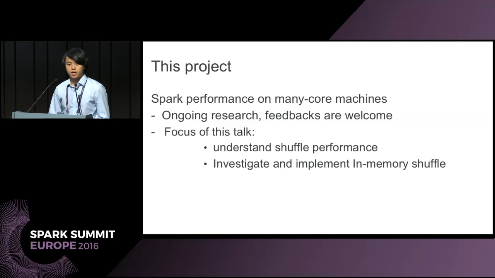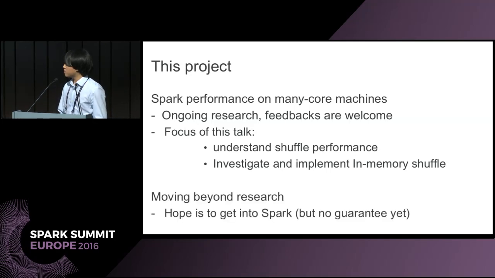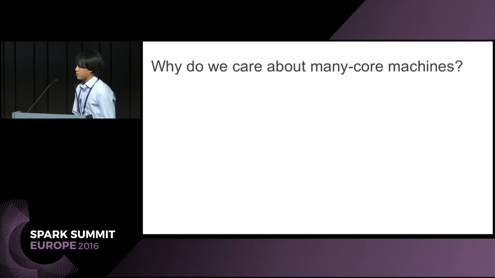To do that, we first want to understand deeply how Spark shuffle performance behaves. We investigate the issue and also give an in-memory implementation of Spark shuffle that will, as we find, improve Spark performance by 20 to 30% on a number of workloads. Moving beyond this, we hope to get this in-memory shuffle implementation into Spark, but this is still ongoing and there's nothing guaranteed yet. So just want to reiterate, why do we even care about many-core or scale-up machines?